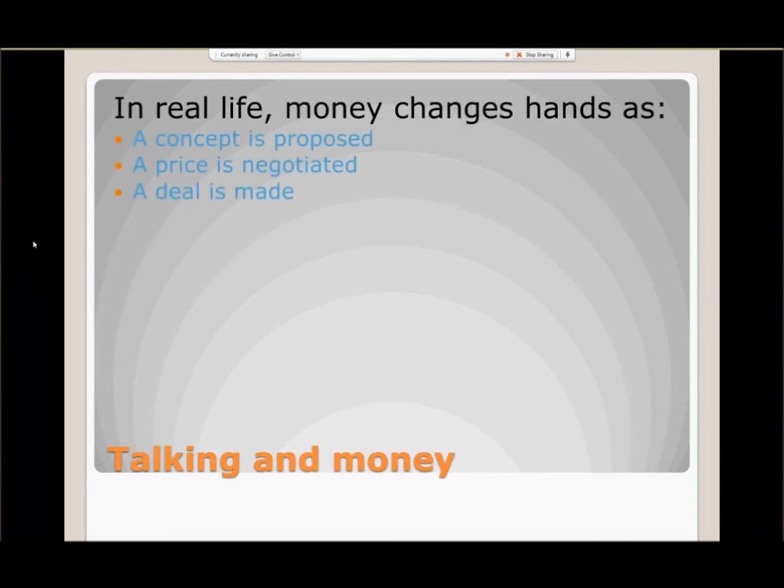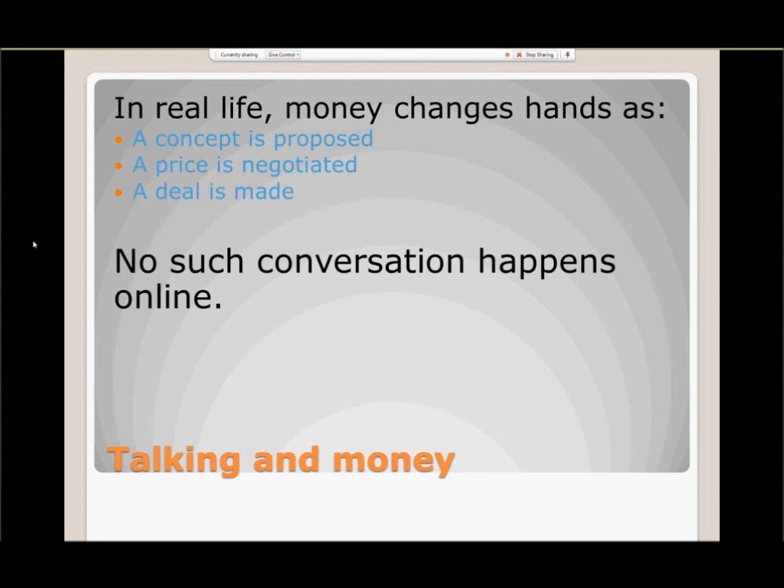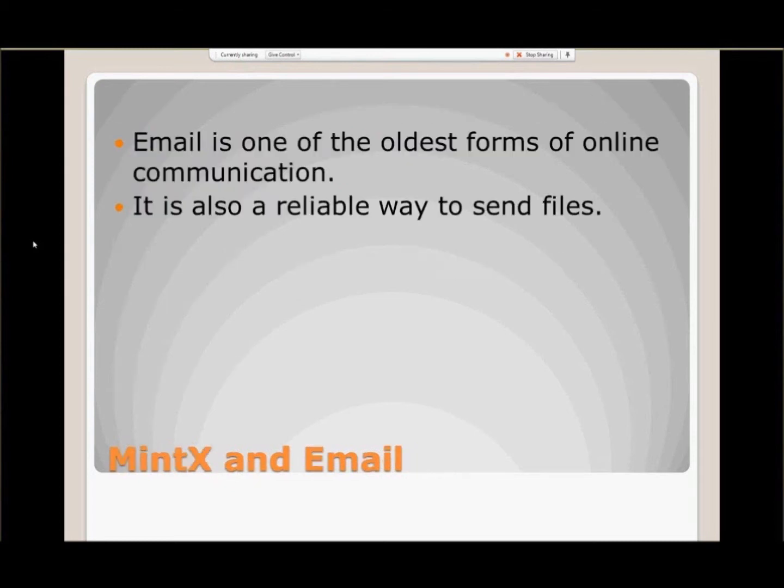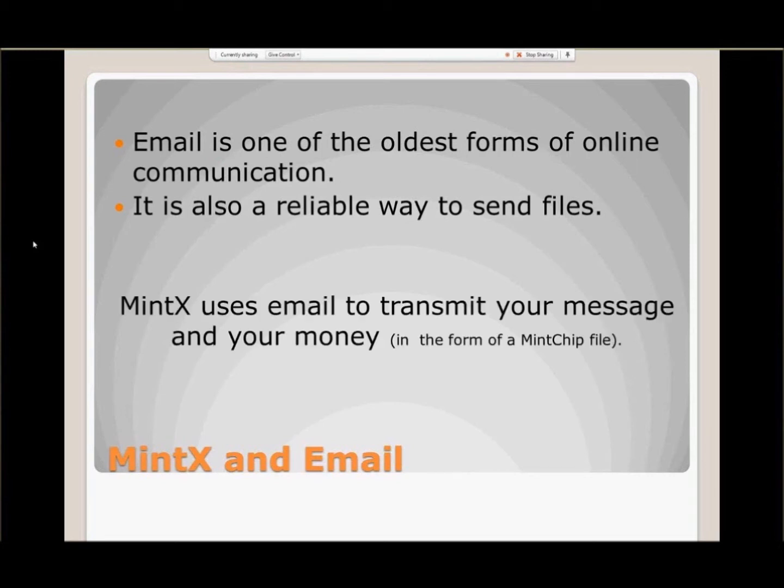In real life, a regular transaction looks more or less like this. But digital payments do not support this format at all. Mintchip is our attempt to build something that would re-enable it. Once we decided to facilitate conversations during an exchange of money, email was our best bet. Email has the ability to transmit a message as well as an attachment. This dovetails nicely with what we wanted to do. A person's message would go out as an email, and the associated Mintchip file would become the attachment.